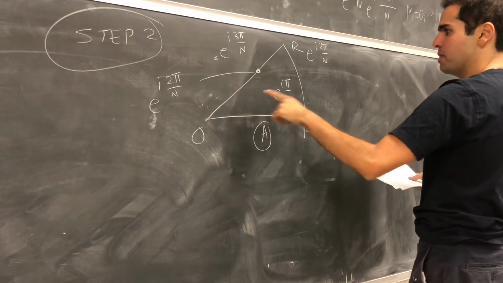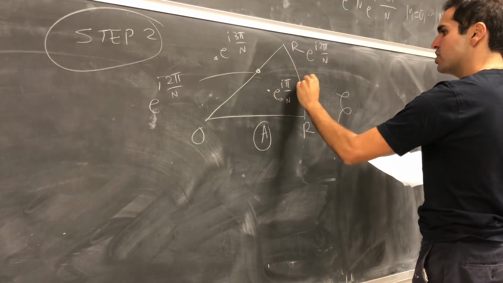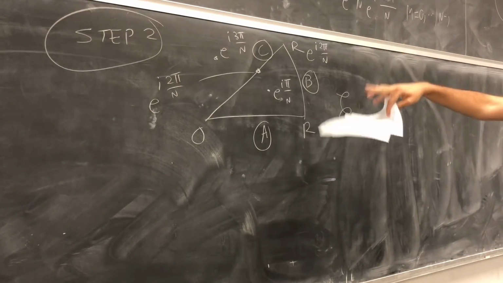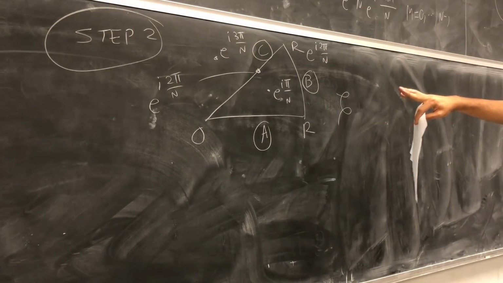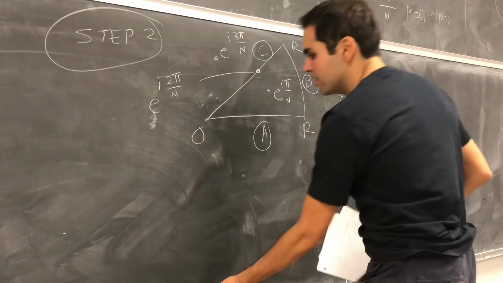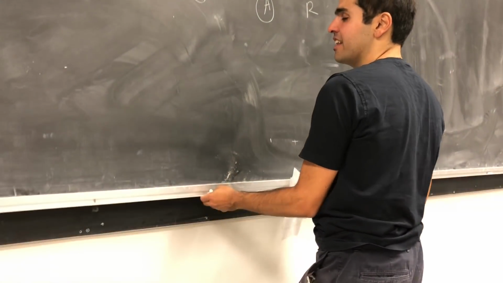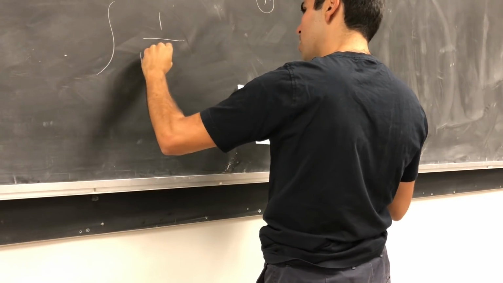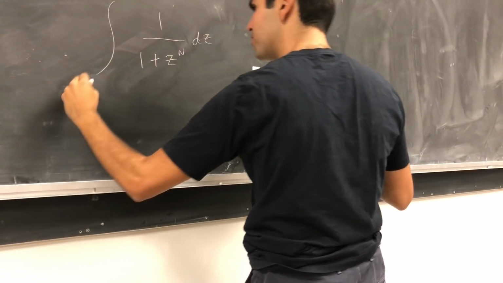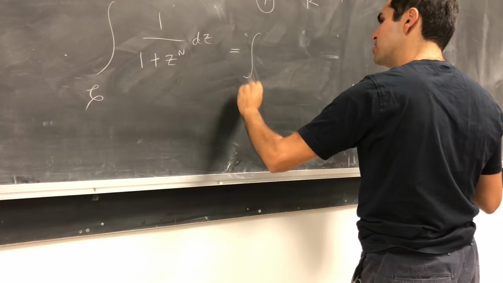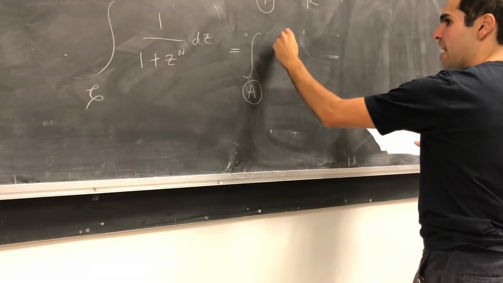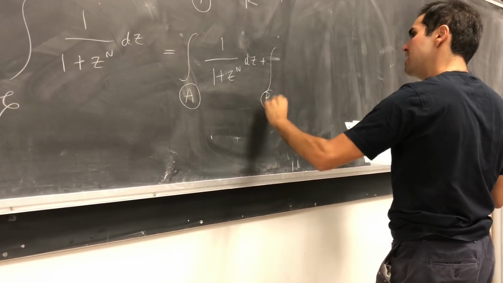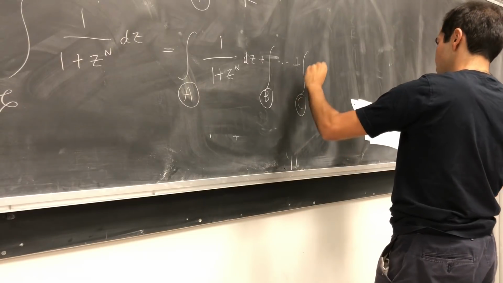And so this becomes a contour, let's call it C, which consists of 3 parts, A, B, and C. One of the theorems is that we can decompose a complex integral in terms of the 3 parts. The function we want to integrate is 1 over 1 plus z to the n dz. This consists of three parts: the integral over A of 1 over 1 plus z to the n dz, plus the integral over B of that, plus the integral over C of that.